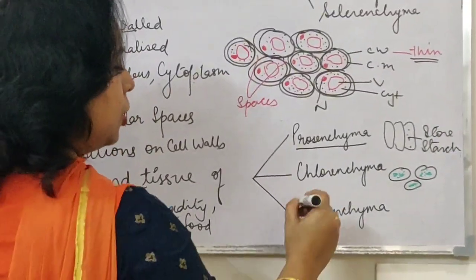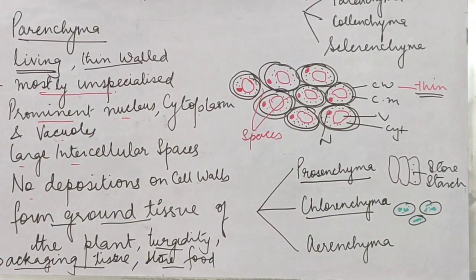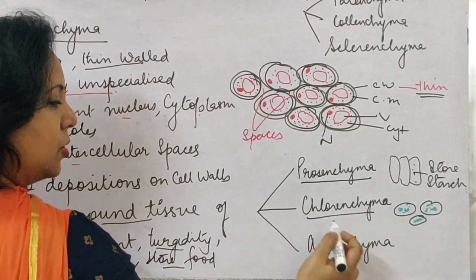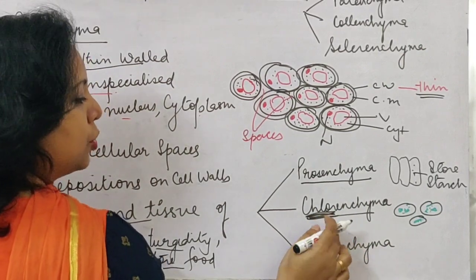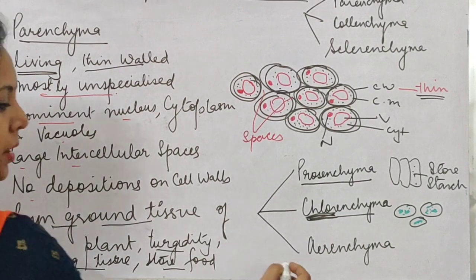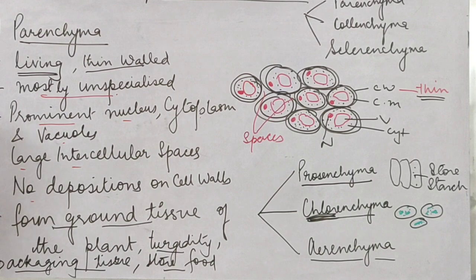Now, due to the presence of chloroplasts, they perform photosynthesis. So, similarly, from the word chloroplast or chlorophyll comes chloro, so it becomes chlorenchyma. Let us see the third one, the arenchyma.